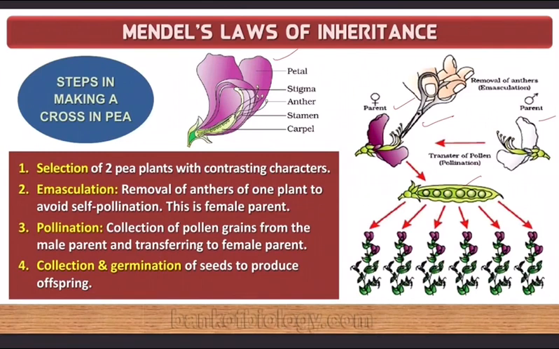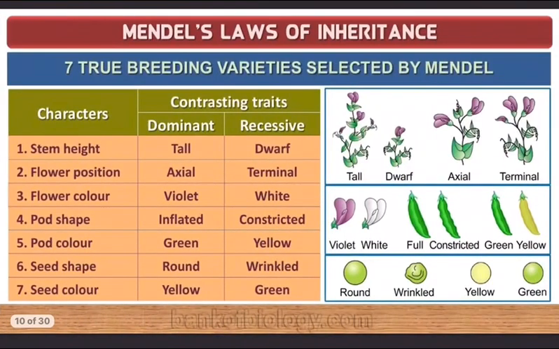So selection of two pea plants with contrasting characters, that is the first step he has taken. Second, he has done emasculation, removal of anthers of one plant to avoid self-pollination, as you are seeing here, removal of the anthers with the help of a scissor. And this is a female parent, of course. And then pollination, collection of pollen grains from the male parent and transferring to female parent. So it is intentional. And collection and germination of seeds to produce offsprings, and see the varieties among the offsprings with reference to one character, two characters, like that.